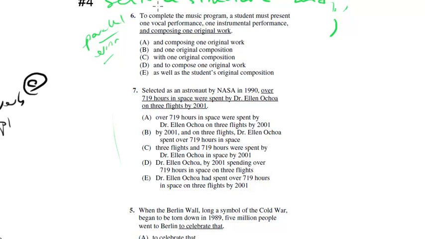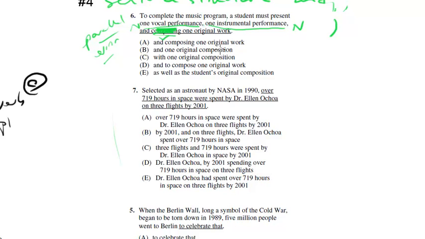So put it this way. To complete the music program, a student must present 1 vocal performance, noun, 1 instrumental performance, noun, and composing 1 original work. This is a verb. We have a problem here, right? So maybe we would just get rid of composing and maybe just have and 1 original work, right? Or 1 original composition. No worries, either one would work here.